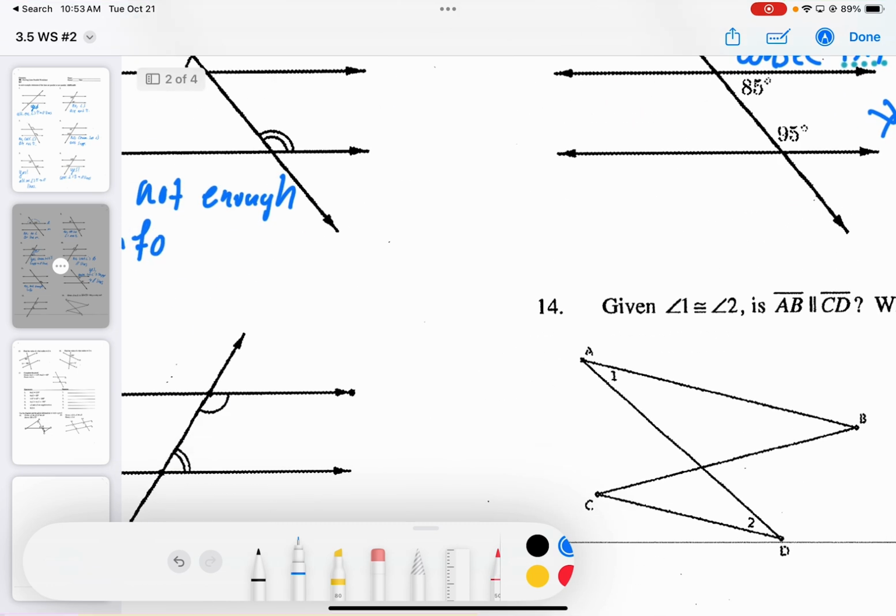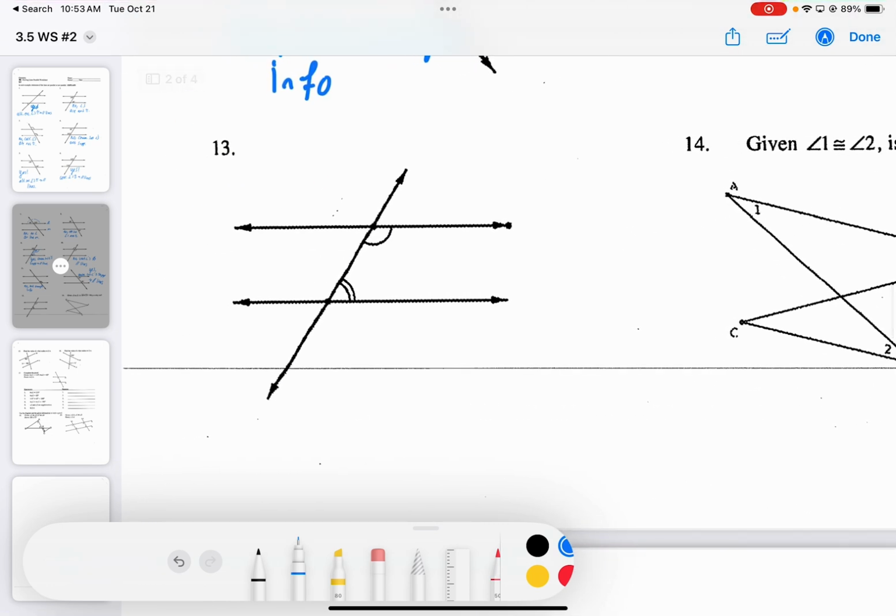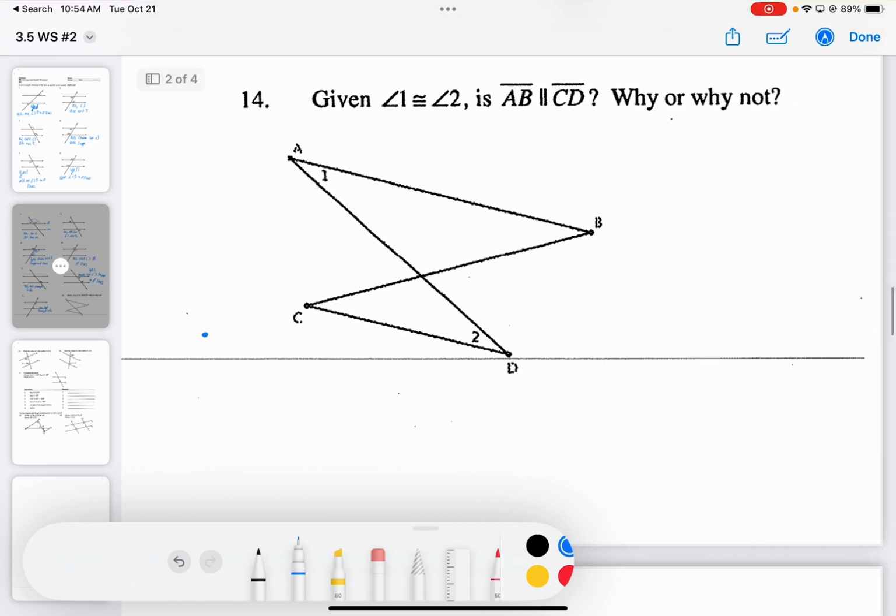All right, Braden, before you fall off the face of the earth, tell us about 13. No. Why not? Not enough information. Yeah, they're not congruent, which is good, but does it tell me they're supplementary? No. So we can say no, not enough info. I'm fine saying that.